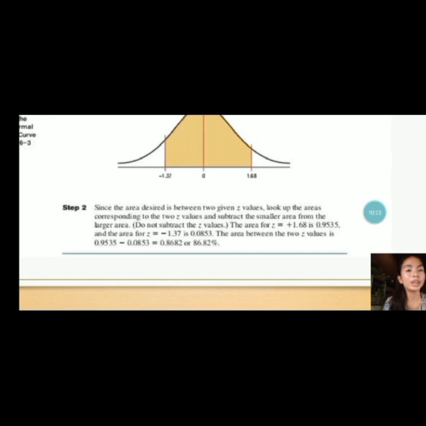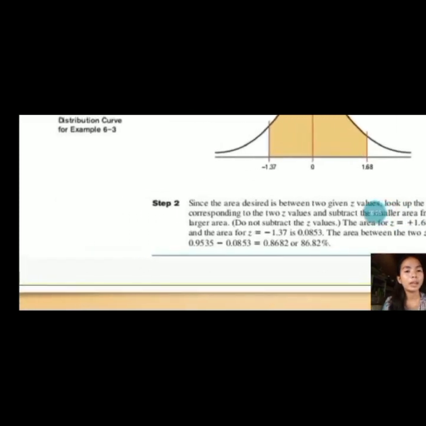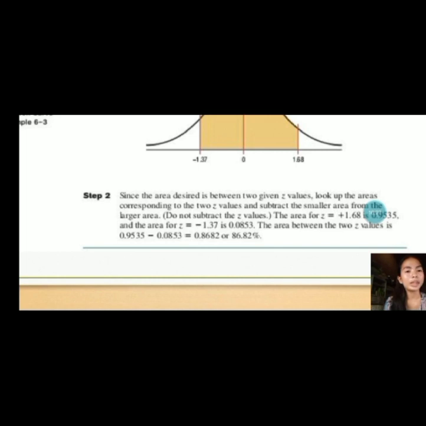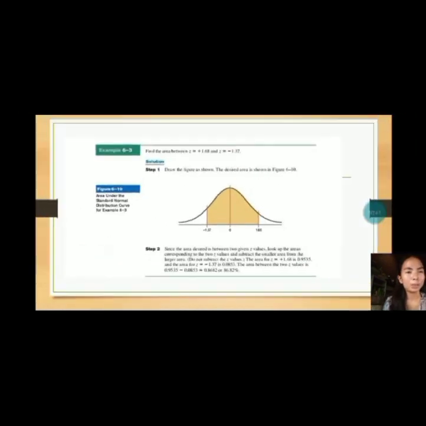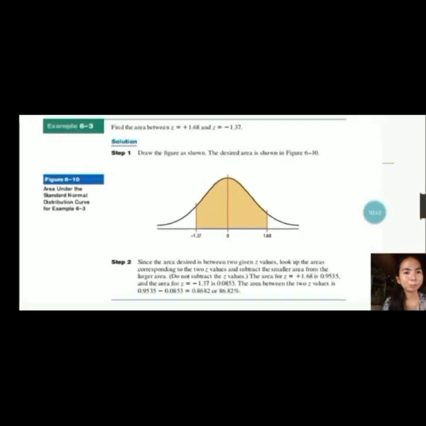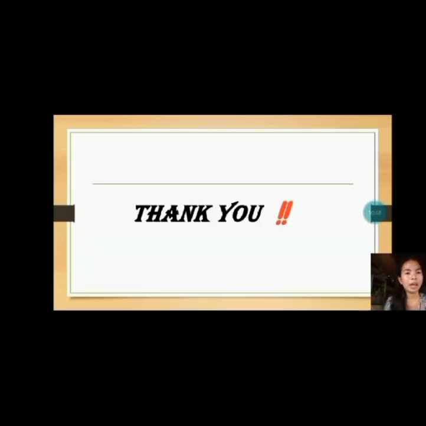Then i-minus mo ang both. 0.9535 minus 0.0853 equals 0.8682 or 86.82%. So, ana na siya ang sa between. Yan. And I think that would be my report, and thank you.